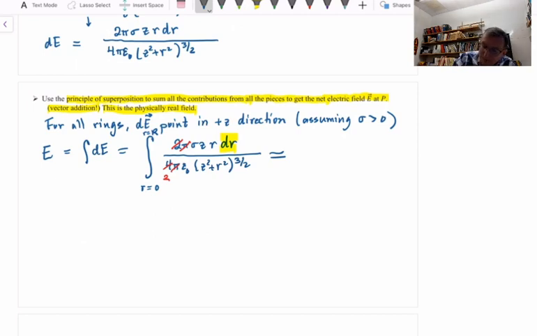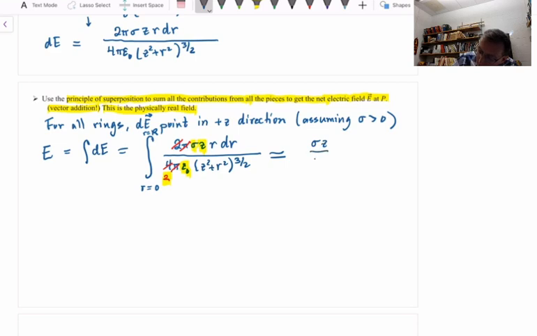For example, every ring has the same surface charge density sigma. That can come out. Every ring has the same z, because that's just the distance up the z-axis from the center to point P. And, of course, epsilon 0 down there is a constant. And the 2, of course, can obviously come out front. What's left to come out front?